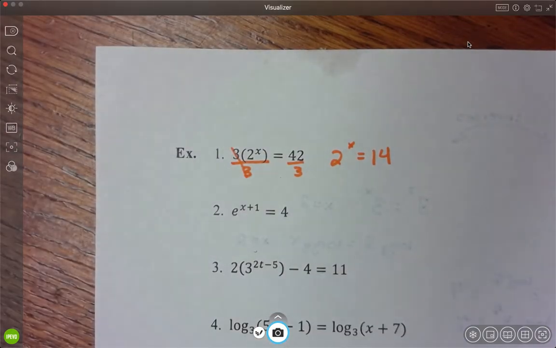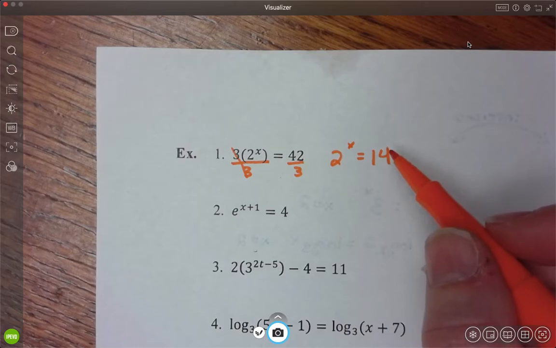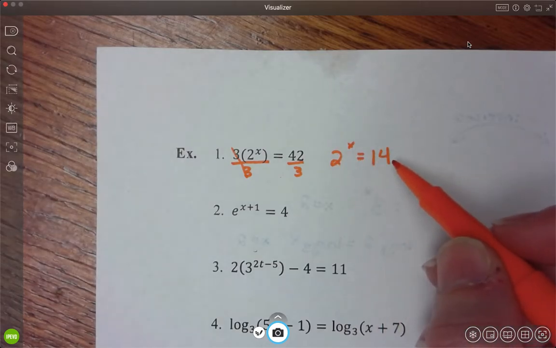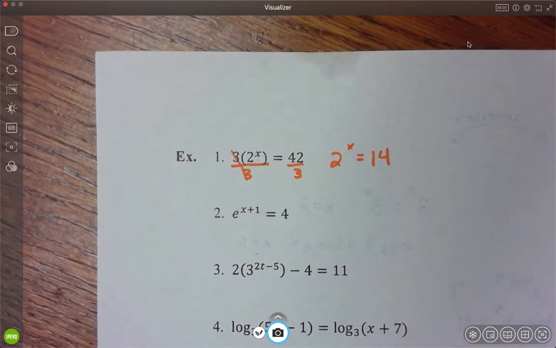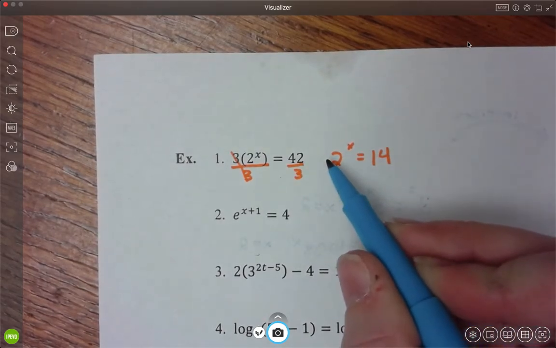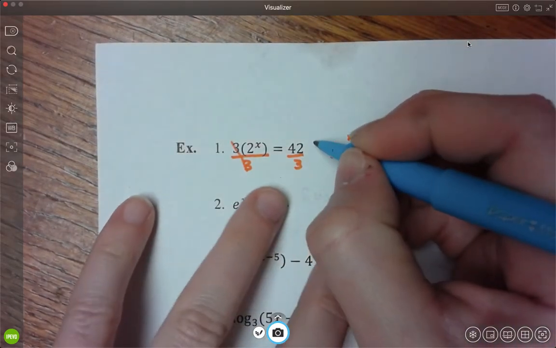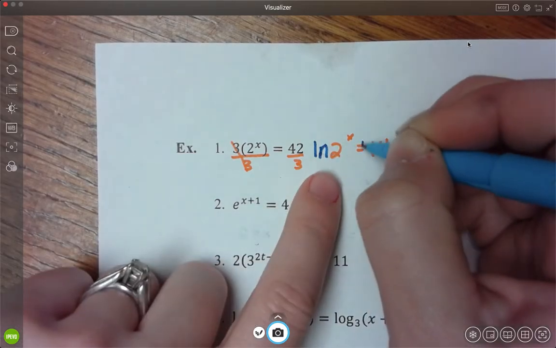Now, it would be really nice if I could change this 14 to be a power of 2 or something, but 2 to some power will never give me 14. Like 2 to the third power is 8, 2 to the fourth power is 16. That doesn't work. So what I can do is put a log in front of both sides, or ln is what a lot of times people do. So I will do ln of 2 to the x power and ln of 14.